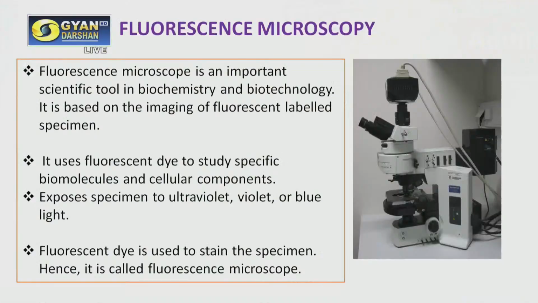And again, another microscope is the fluorescence microscope. As its name suggests, the fluorescence microscope uses a fluorescent dye to view the biological specimen. This fluorescence microscope is an important scientific tool in biochemistry, biotechnology and microbiology. It is based on the imaging of a fluorescent labeled specimen. It means a specimen is fixed with the fluorescent dye first.